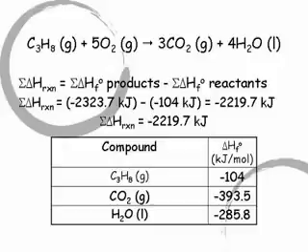So the sum of the enthalpy of formation for the products is negative 2323.7 kilojoules, and then we take that minus negative 104 kilojoules, and that gives us an overall change in enthalpy of the reaction as negative 2219.7 kilojoules. So our heat of reaction for this reaction was negative 2219.7 kilojoules.